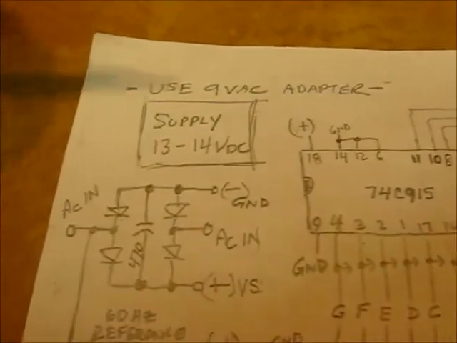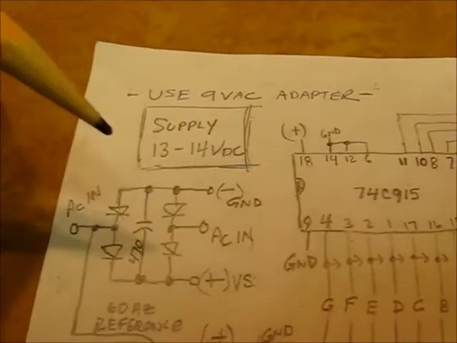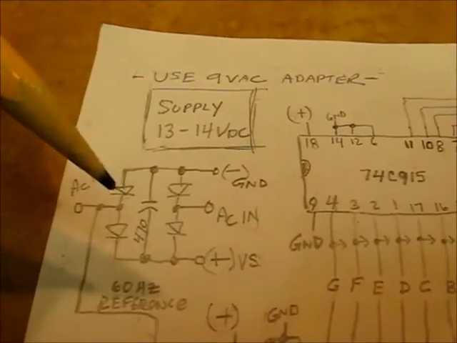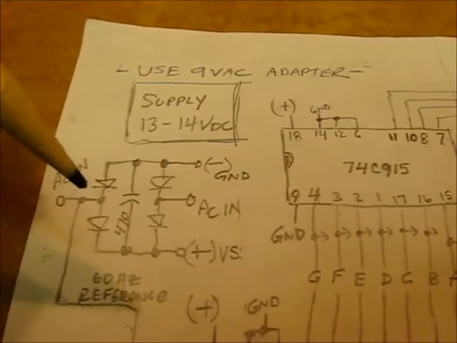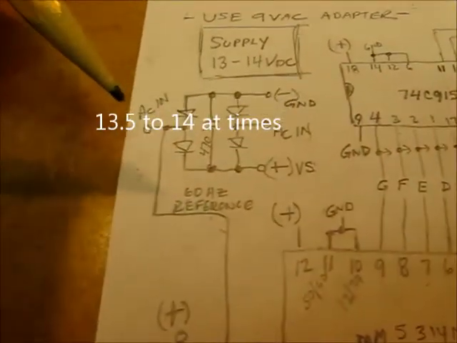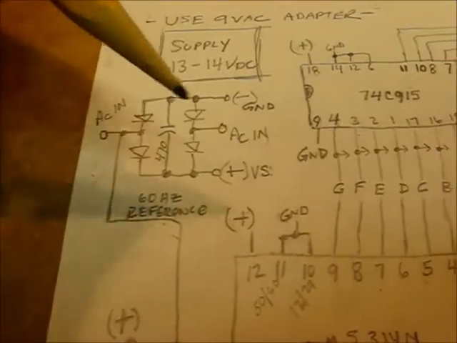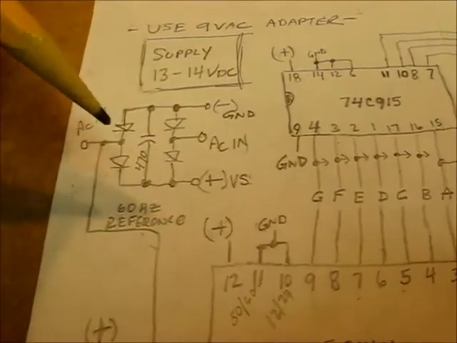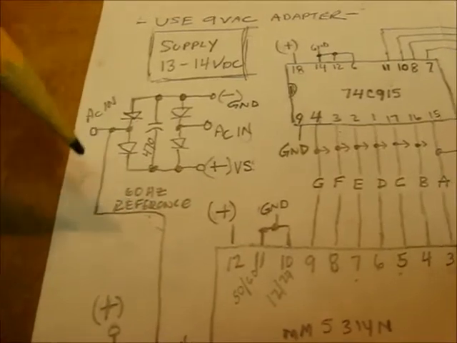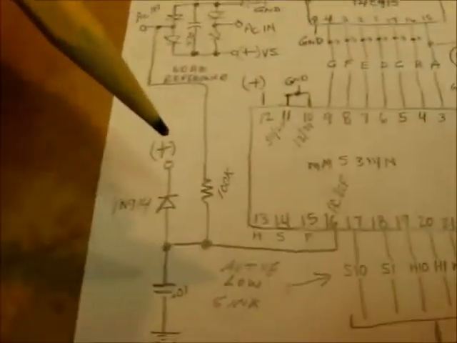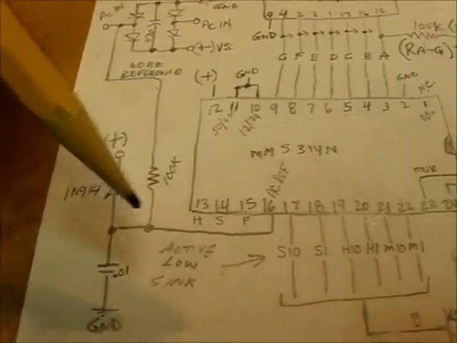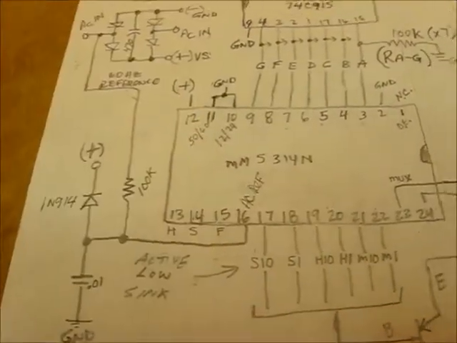Okay, so using a 9 volt AC wall adapter, rectified, filtered, we end up with about 13 volts, which is perfect. AC in, this is just a bridge rectifier, nothing fancy there. You tap for your 60 hertz reference right over where the AC comes in, and condition it and provide it to pin 16.